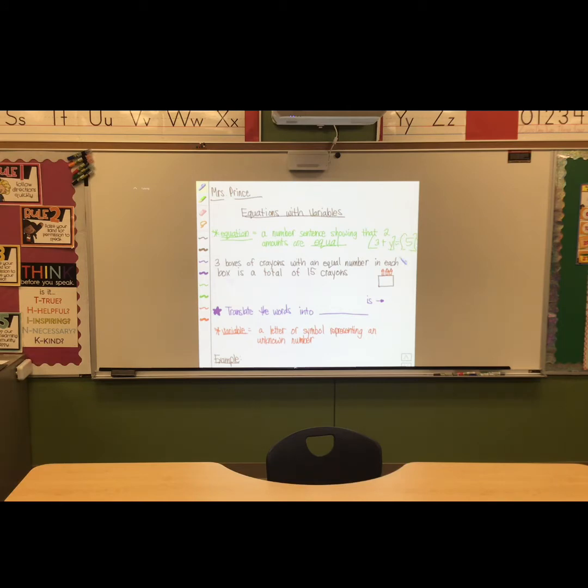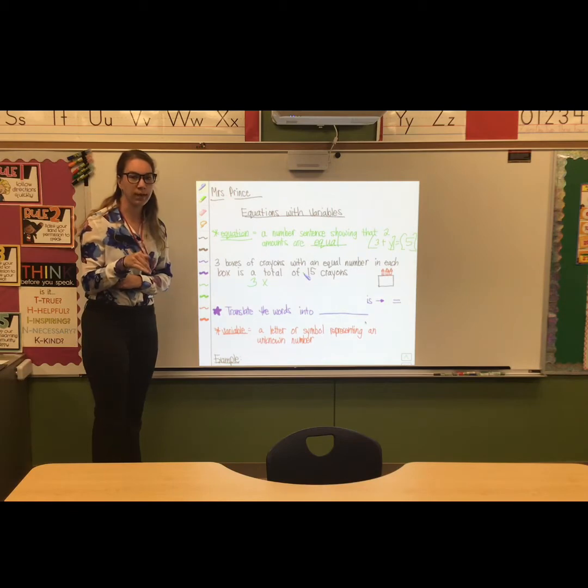So let's take a look at this example here and see if we can write an equation. It says 3 boxes of crayons with an equal number in each box is a total of 15 crayons. Now let me give you a little hint here. The word is is going to mean equals. So that's where you're going to put your equal sign. 3 boxes of crayons, so we have 3 boxes with an equal number in each box. So we don't know how much that is, but we know we're multiplying 3 times, and the reason why we're multiplying is because we have 3 boxes times the number of crayons in each box will give us the total of 15. The word here that tells us we're multiplying is each.